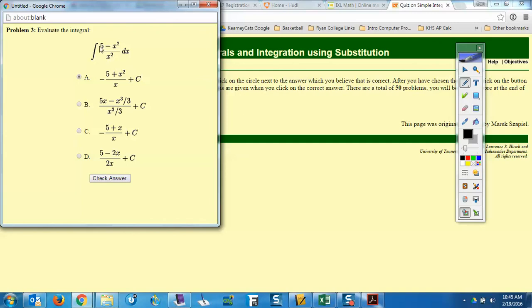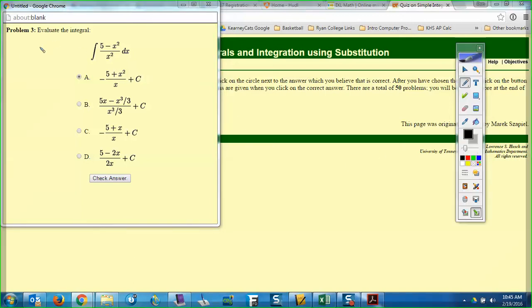This would be more of a U substitution. Now, to be honest, I would probably split this one. I wouldn't do a U substitution. I would split this one apart. Single denominator here. I would write that as 5 over x squared minus x squared over x squared, which is just 1. So this would be 5x to the negative 2 on that one, and then this would be minus 1.